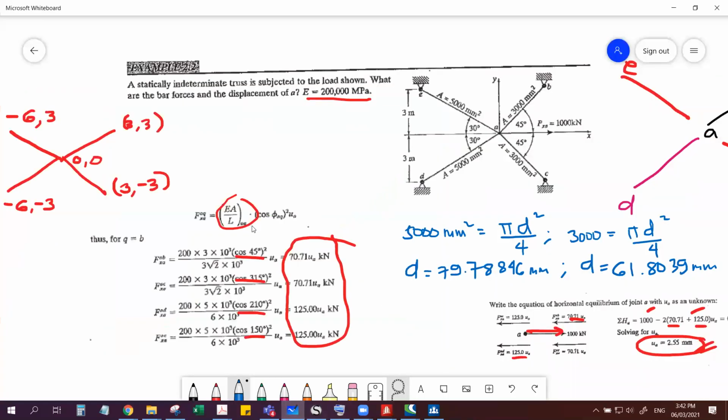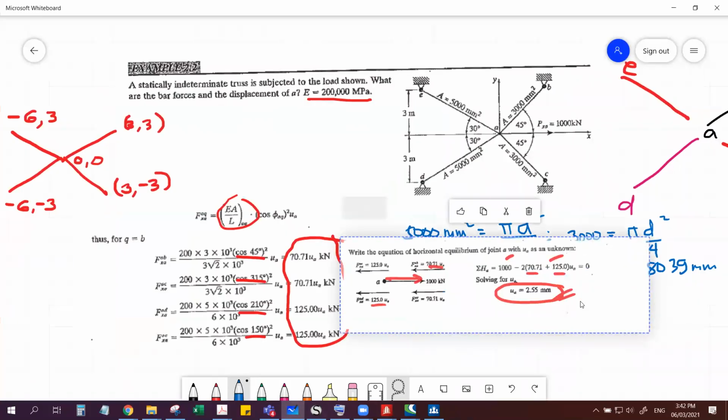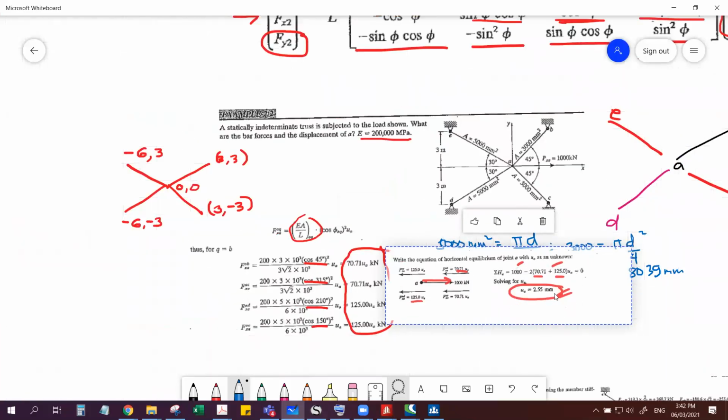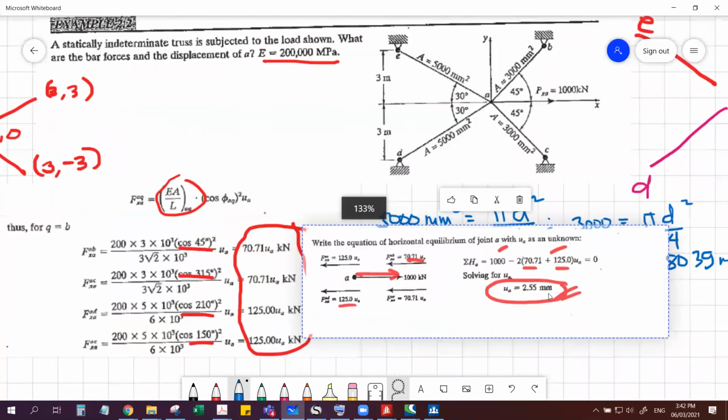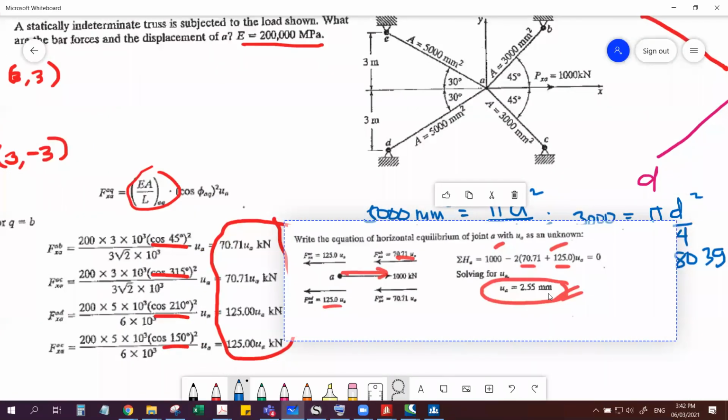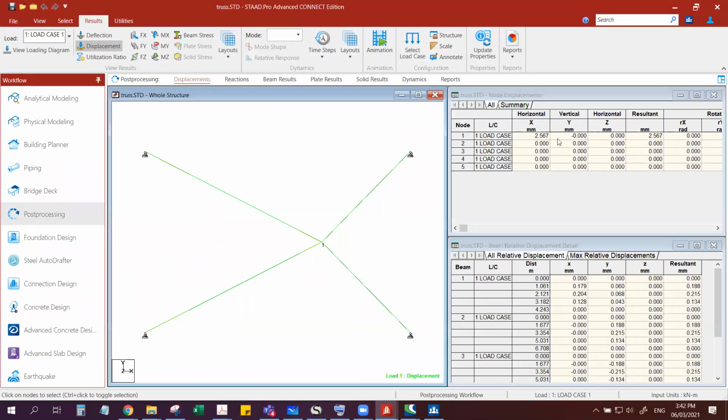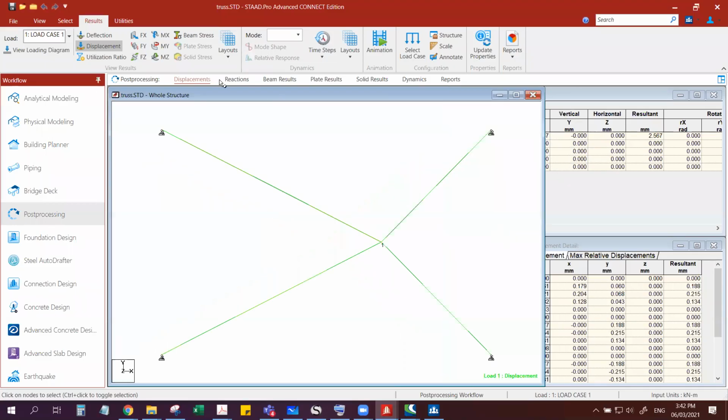Very close to 2.55 mm. Yeah, right? Although there's a small discrepancy because default elasticity of steel in STAAD is 205 gigapascal, not 200 gigapascal. Still, 0.01 mm, very minimal, no? Okay, so 2.55 versus 2.56 mm. Okay, let's try to change that.